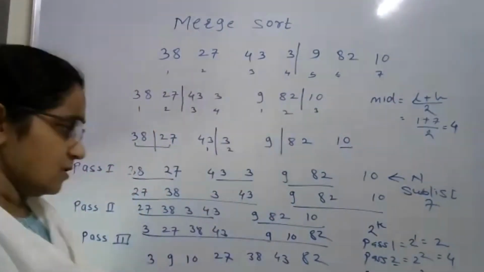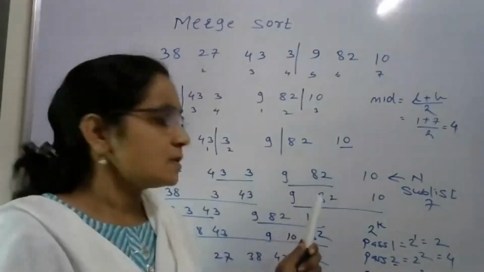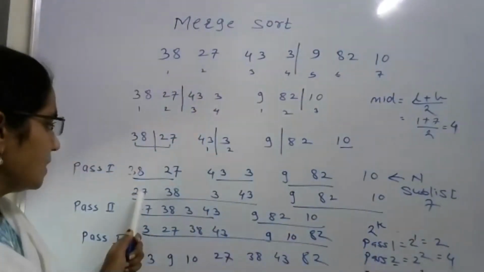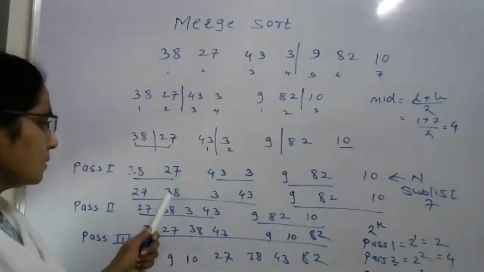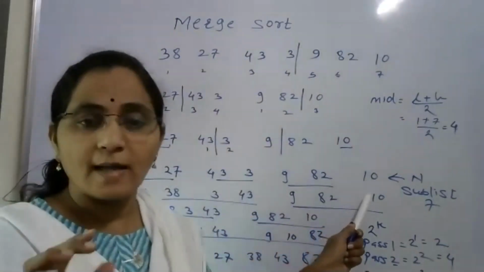And now you just check it. This is your pass 1. Pass 1 means having the elements 2 raised to 1. See, you have two elements at the end of pass 1. This is two elements, each and every one except the last level.